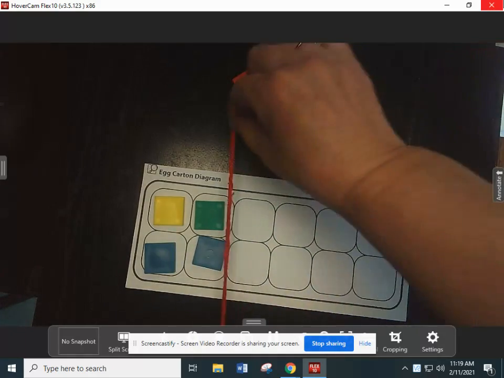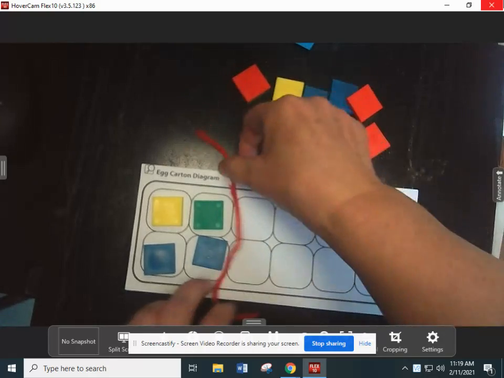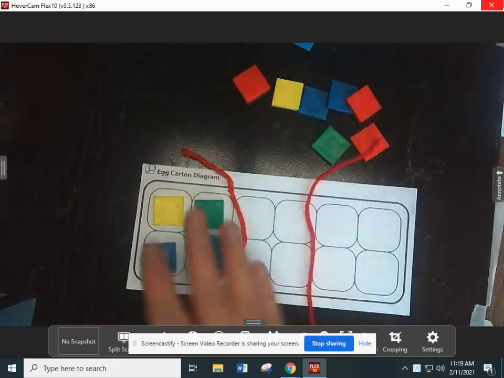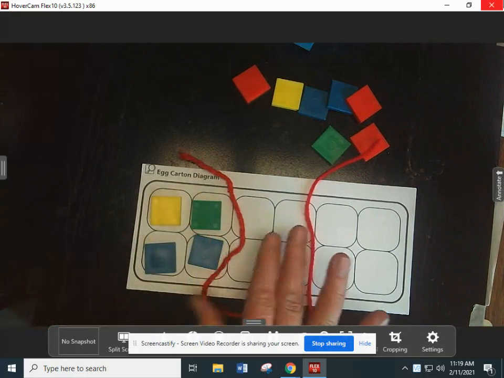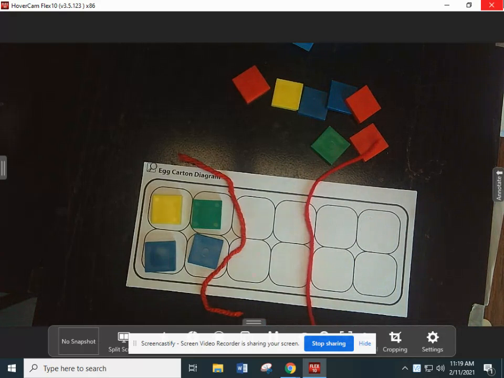Get your strings out. Oh, my strings are just so curly. Anybody else have curly strings out there? Get the green one, just make a U. Okay, so there's 4 in this section. 4 spots. We have our egg carton divided into 3 equal parts because my fraction was 1/3. Okay, so Jacob, how many eggs equals 1/3?